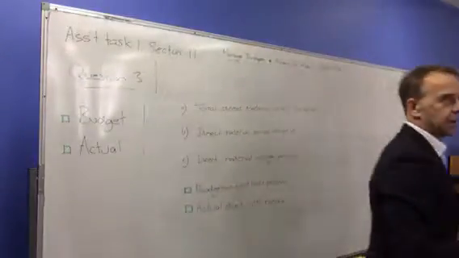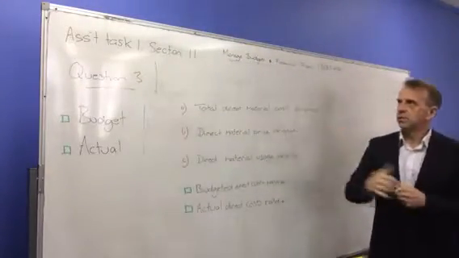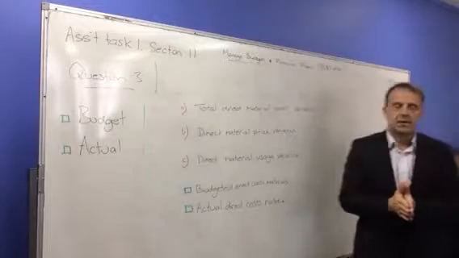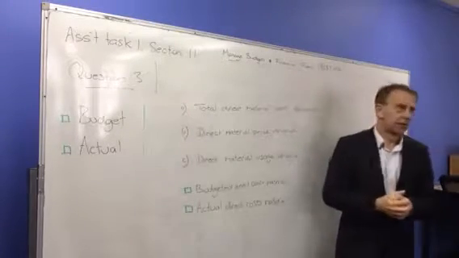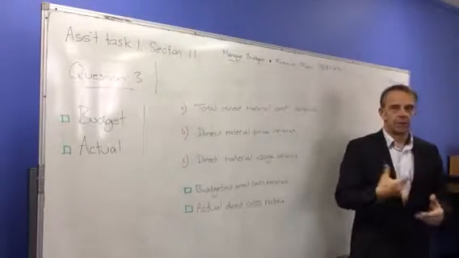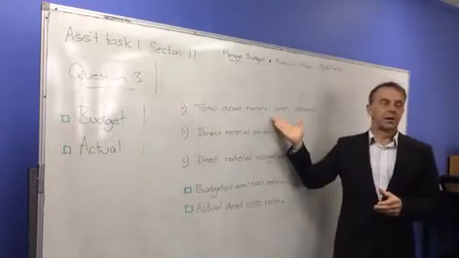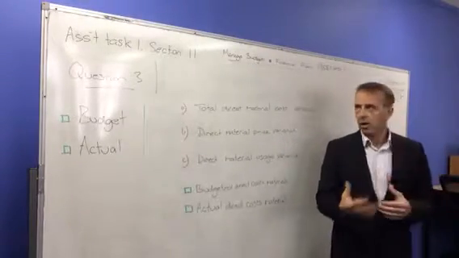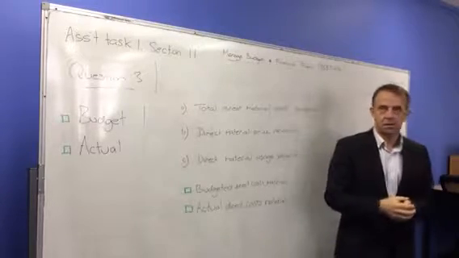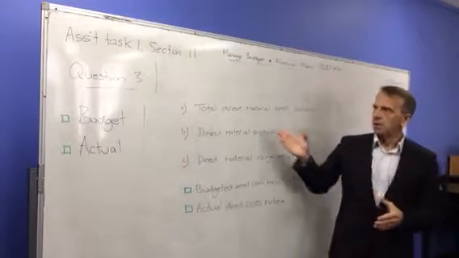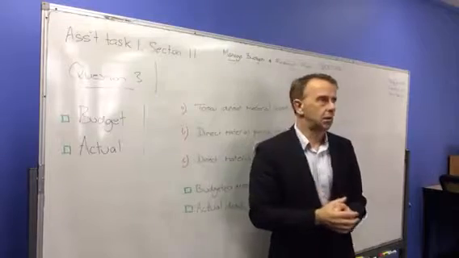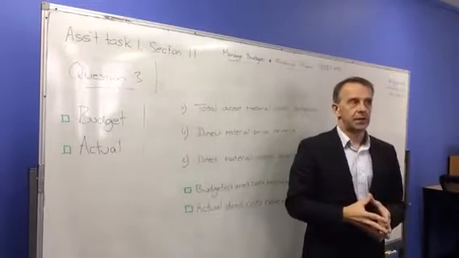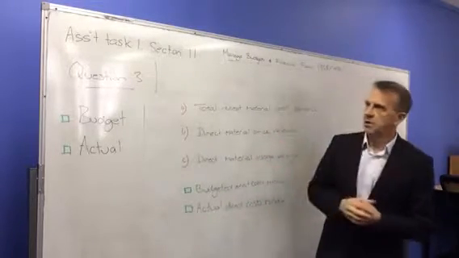Good morning again, folks. So we'll continue on in relation to Assessment Task 1, Section 2 of the Managed Budgets and Financial Plans. And today we're going to cover off looking at calculating some variations between either costs or materials that are used. But as we get started, we're talking specifically about question 3, and there's 4 or 5 of these variation questions to go through.